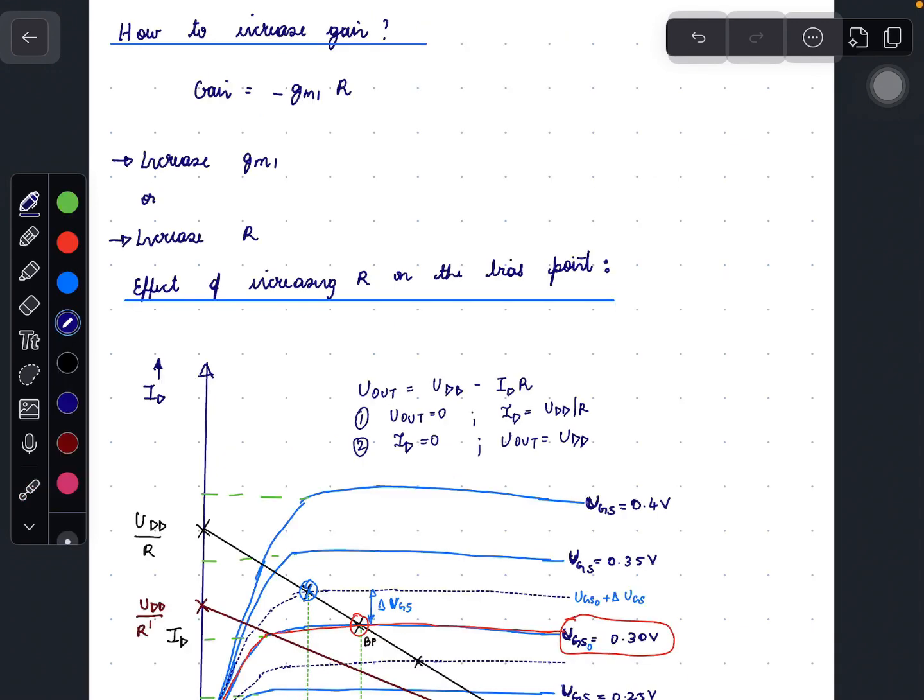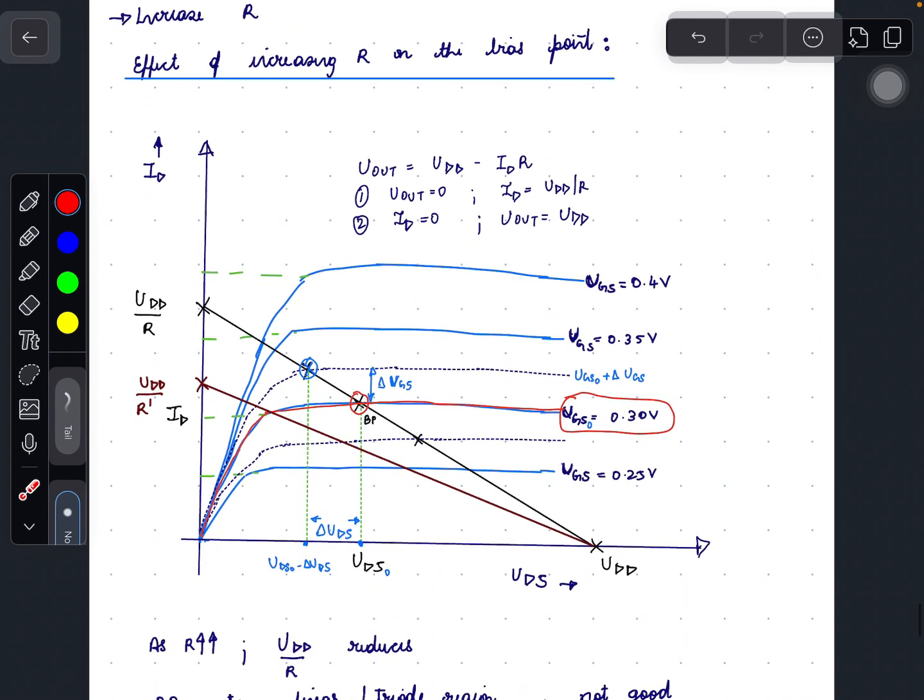How to increase the gain of the inverting amplifier? The gain of the inverting amplifier is given by gain equals minus GM times R. We can increase GM to increase gain, or we have to increase R, that is the load resistance. What is the effect of increasing R on the bias point?